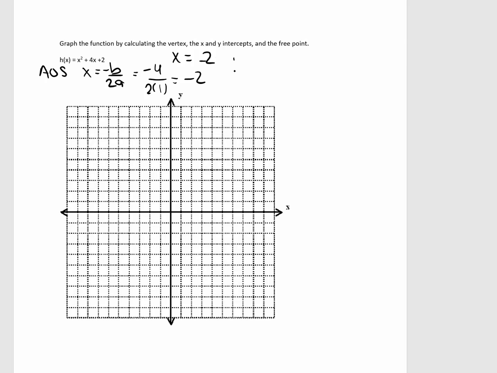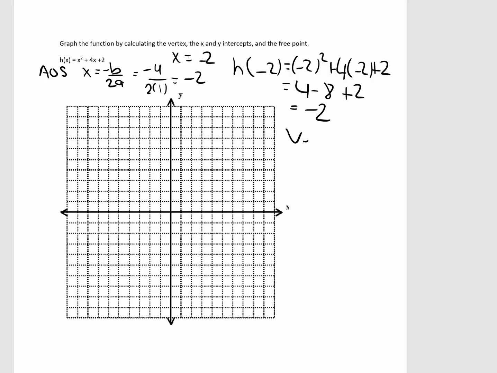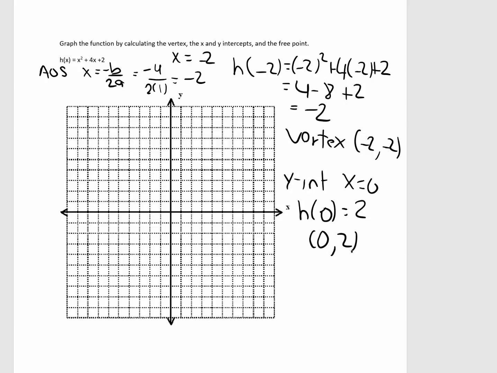So now plug that negative 2 into the function. And it simplifies to this. So the vertex is negative 2, negative 2. Now, let's calculate the intercepts. So again, I'm going to do the y-intercept first. Again, that's when x is 0. So h of 0, that's 0 plus 2, that's 2. So the y-intercept is 0, 2.